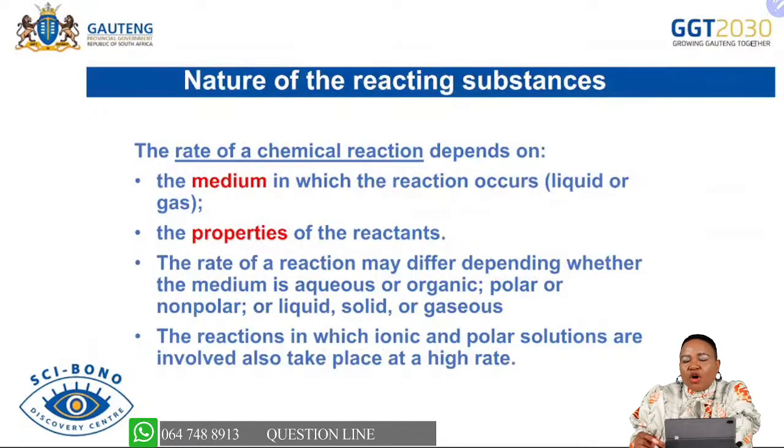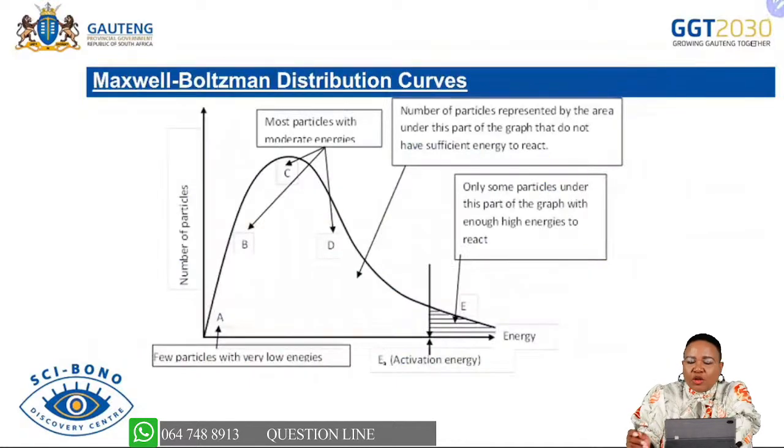Now, in terms of the nature of the reacting substance, we know that the medium in which the reacting substances are in will also affect the rate of reaction. So we can look at the properties of the reactants. The rate of the reaction may differ depending on whether the medium is aqueous or organic, polar or non-polar, or liquid, solid or gaseous. So reactions in which ionic and polar solutions are involved also take place at a very high reaction rate. So these are the factors that affect the rate of reaction.